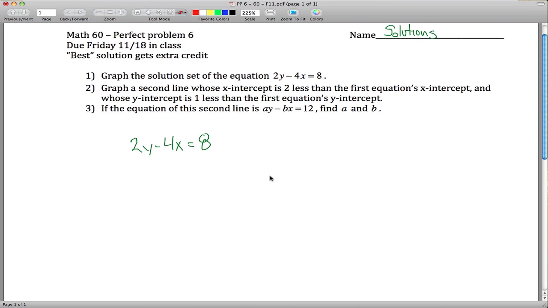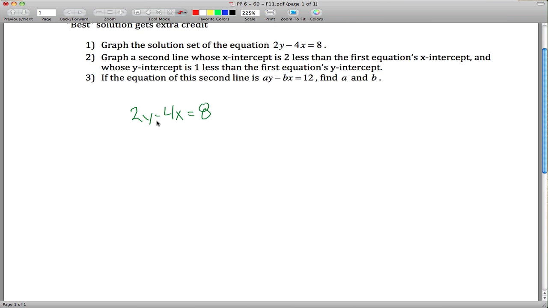We'll learn lots of ways to graph this guy, but the only way we know now is by finding 2 points that are on this line and then plotting those 2 points and then connecting those 2 points with a straight line because we recognize that this right here is linear. The way we were taught to do it is to find the x-intercept and the y-intercept.